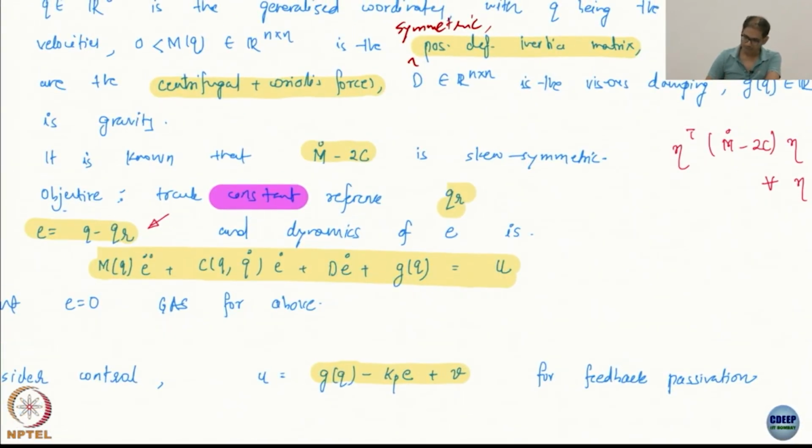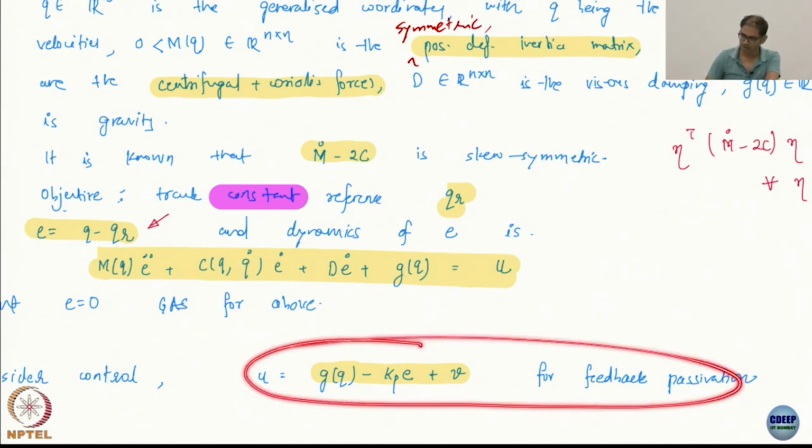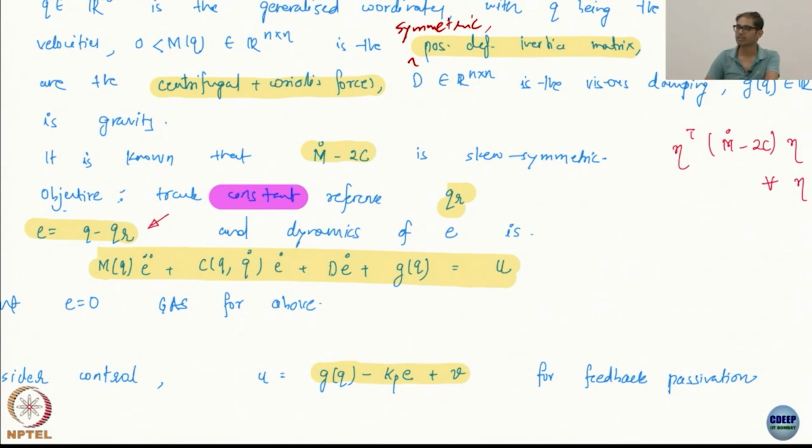Now, what are we claiming? We are claiming that this kind of a control will give us feedback passivation. What is feedback passivation? It means that after I plug in the control and with some output, I will get passivity. So my claim is that this control gives me feedback passivation. It's obvious that the first term is just to cancel this guy. So let's not even worry about it. Then there is a nice negative term in the error. We love these terms, right? It's a proportional control, if you may.